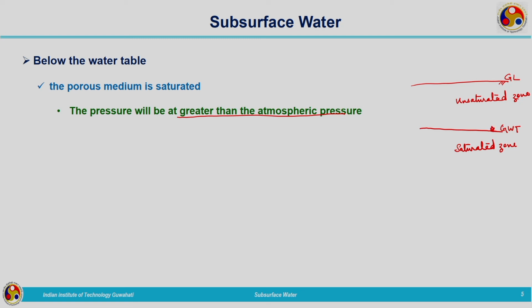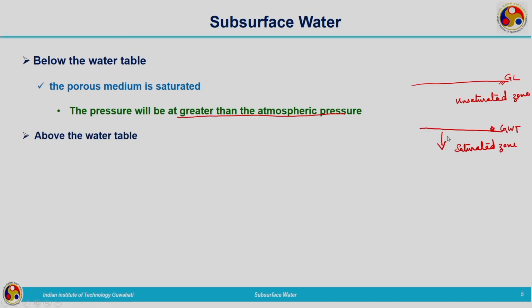So, at the groundwater table we will be considering that the water will be experiencing the atmospheric pressure. Beneath this, if we are going down, it will be more. Pressure will be greater than that of the atmospheric pressure. Beneath the groundwater table, pressure will be greater than the atmospheric pressure. And what about in the unsaturated zone? Above the water table, you can see, if I am drawing a line like this, this is the unsaturated zone.